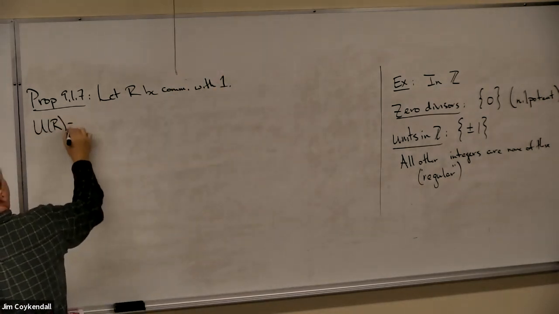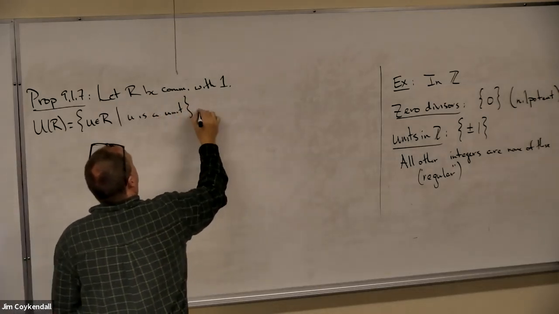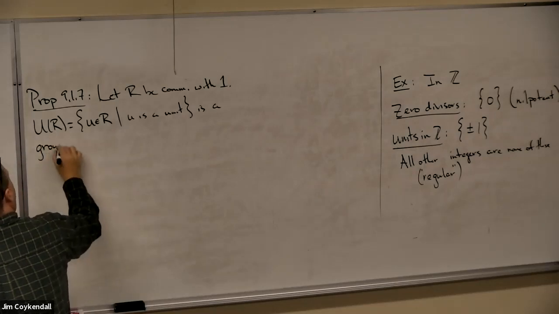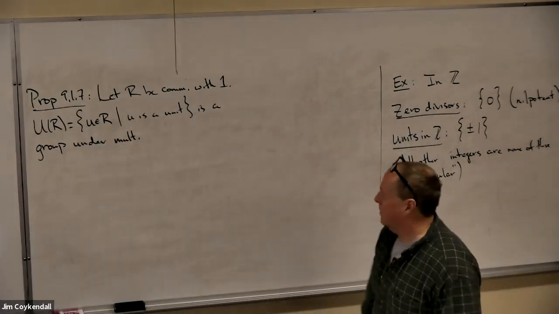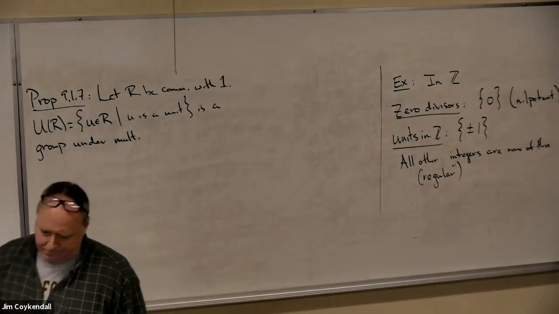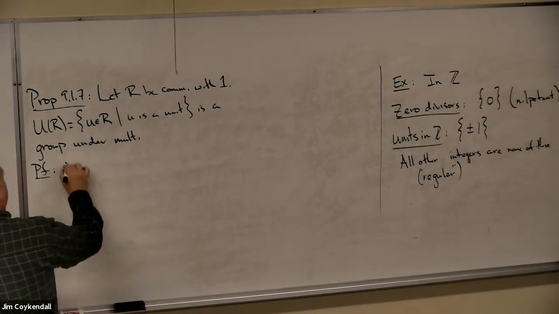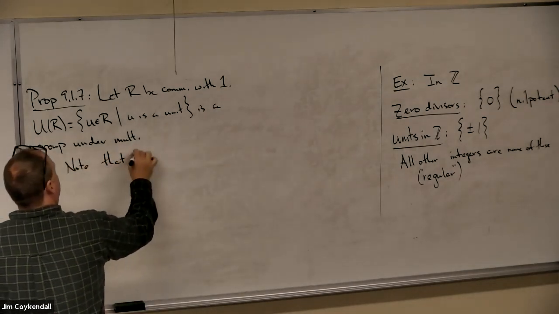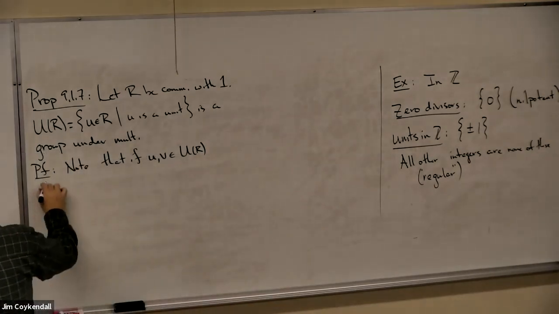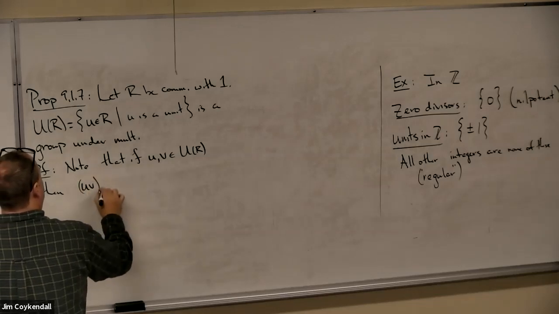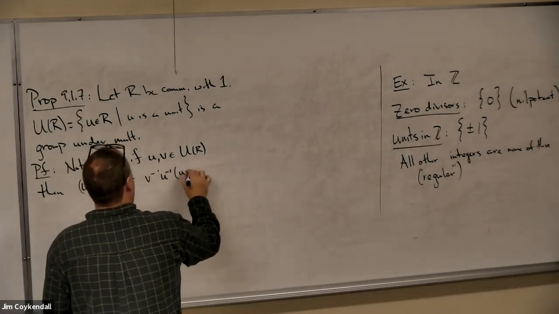Then the units of R, denoted U(R), such that U is a unit, is a group under multiplication. Let me get a quick proof here. Note that if u and v are in U(R), then uv times v inverse u inverse equals v inverse u inverse uv equals 1.